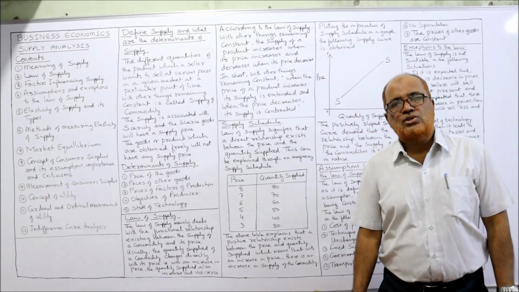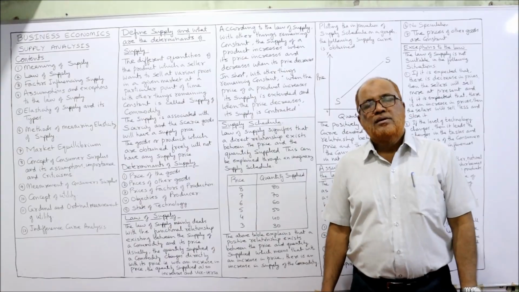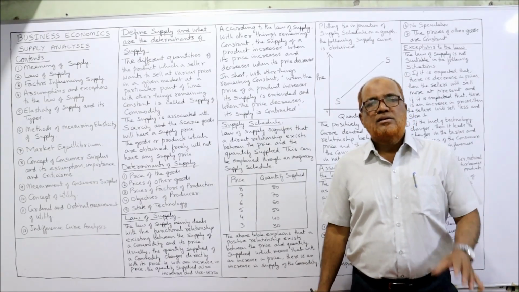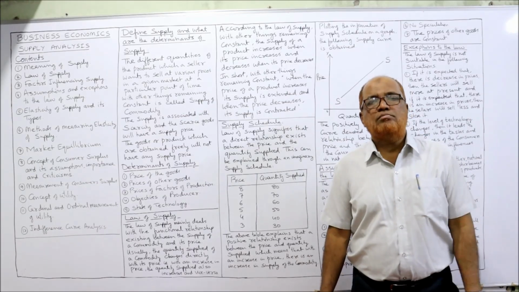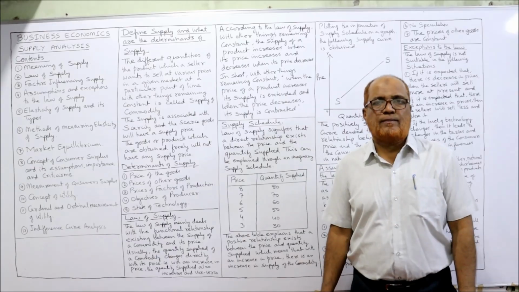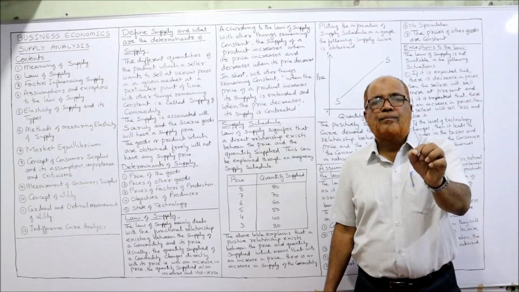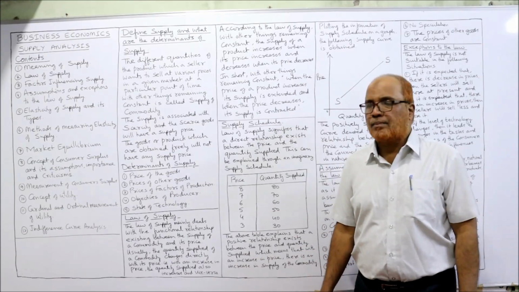Objectives of the producers. Different producers will have different objectives. Some producers want maximization of sales. Some producers want goodwill. Some producers want maximizing the profit. So whatever is the objective of the producer, that will affect the supply.